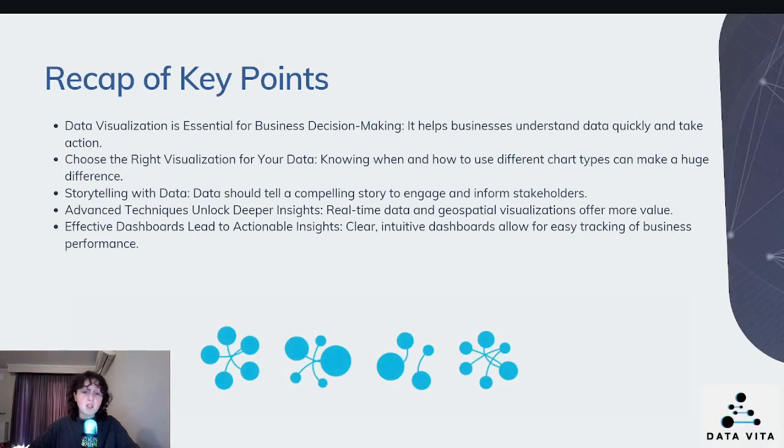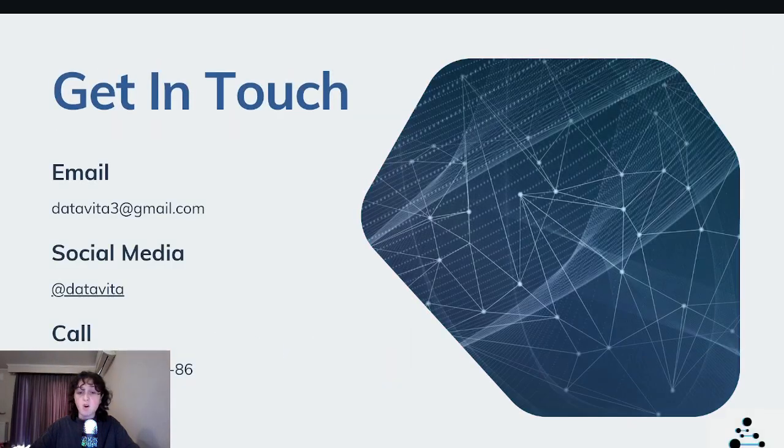Data visualization is crucial for decision making. It helps businesses quickly understand data and take action. Choosing the right visuals matters. The right chart type can significantly enhance understanding. Storytelling with data, a compelling narrative, engages and informs stakeholders, and well-designed dashboards provide actionable insight at a glance. Thank you for joining me on this exploration of data visualization.